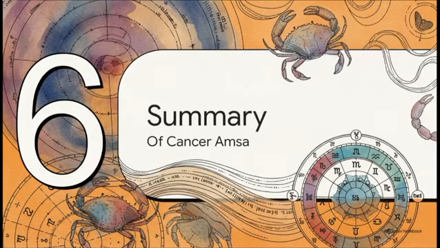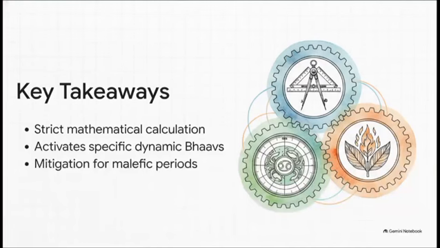Finally, Section 6, let's summarize exactly what we've uncovered regarding the Cancer AMSA. Ultimately, successfully navigating the Cancer AMSA and the Kalachakra dasha requires a synthesis of 3 main elements. First, strict, uncompromising mathematical calculation of those Vedic time units. Second, a deep, layered understanding of exactly which dynamic bhavs are being activated during each subperiod. And third, a highly disciplined approach to remedial practice to neutralize the malefic periods embedded within the cycle. It's a beautiful, incredibly complex puzzle.